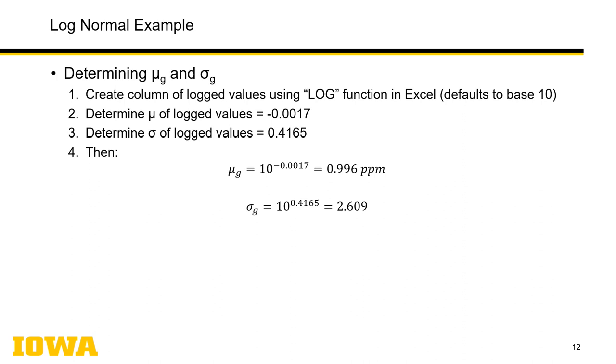Okay, now we just apply the information we already know to use the log function in Excel on all of the 1,000 values that we have, which defaults to base 10, and then apply the average function to get an average value, in this case minus 0.0017, and use the standard deviation function to get a value of 0.4165 of the log values, and then we back transform as shown here to get the geometric mean very close to 1 part per million. And a sigma g of about 2.6.